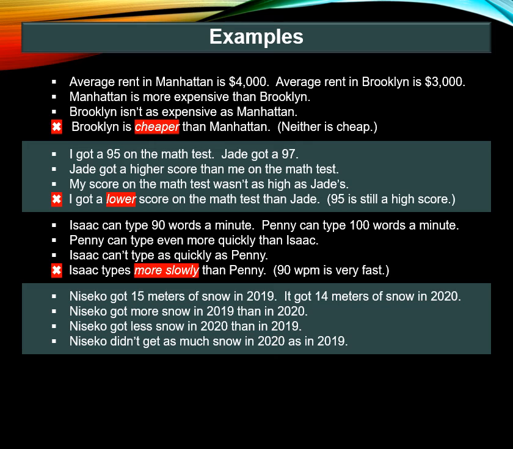Niseko got 15 meters of snow in 2019. It got 14 meters of snow in 2020. So Niseko got more snow in 2019 than in 2020. Niseko got less snow in 2020 than 2019. Niseko didn't get as much snow in 2020 as in 2019. All of these are fine because there's no positive, no negative. Nobody's going to get their feelings hurt.